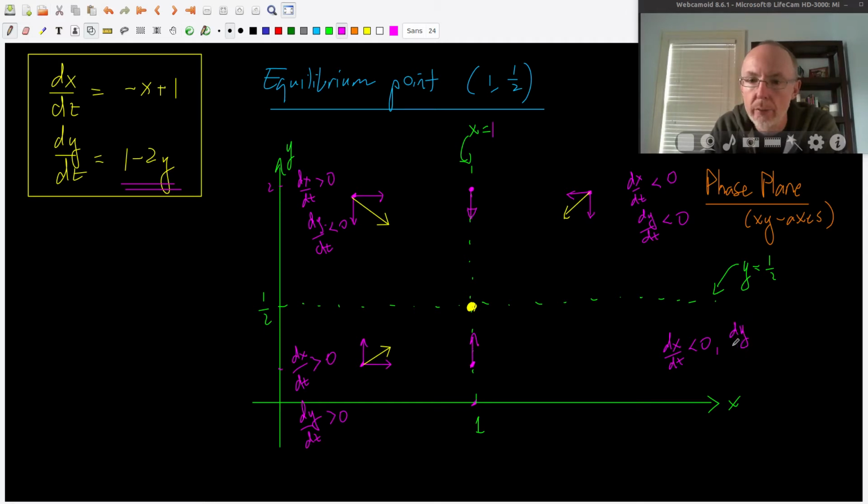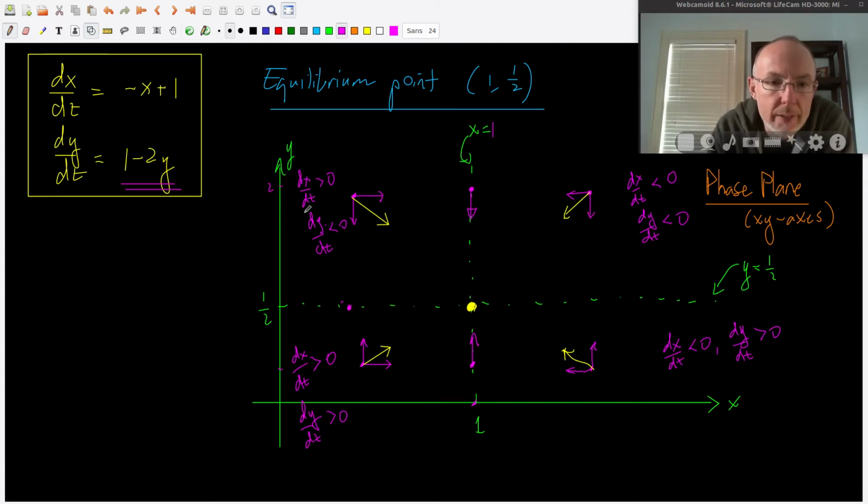But y is still less than a half, which means just like over here, the rate of change of y is positive. So if I'm starting at some point here, x is decreasing, we're moving to the left, but y is increasing, we're moving up, and so the overall motion somehow is like that. And so we see what happens. I can go to that other point on this curve.